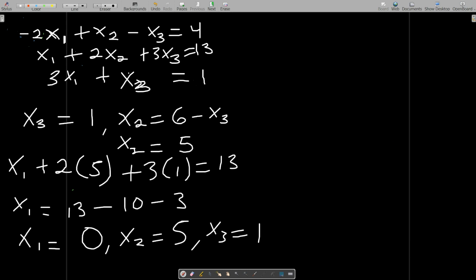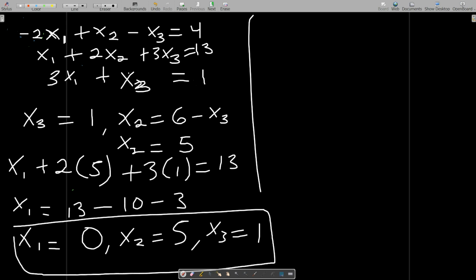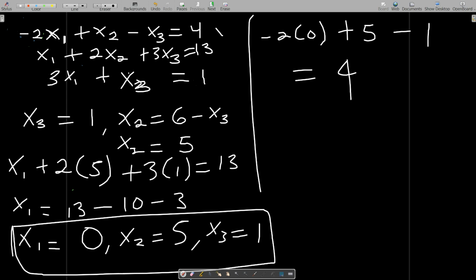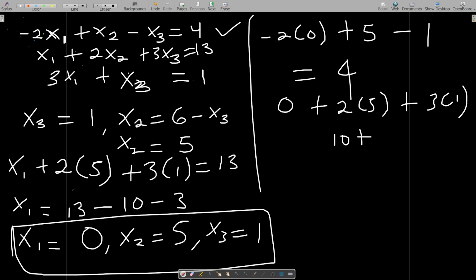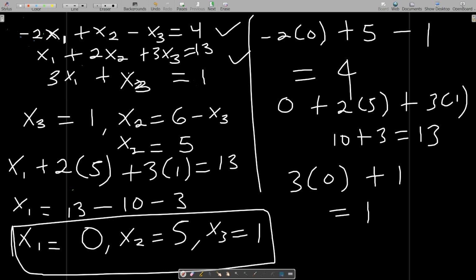Alright, so we're able to use Gaussian elimination to find x1, x2, x3 being this. Now if you pick the first equation, x1 is 0, x2 is 5, x3 is 1. What would this give us? We get 4, and this means this is true. For the second equation, x1 is 0, x2 is 5, x3 is 1, and we get 10 plus 3, which gives us 13, and that is true here. Now x1 is 0, x3 is 1, and this will give me 1. This is also true. So this solution here is true.